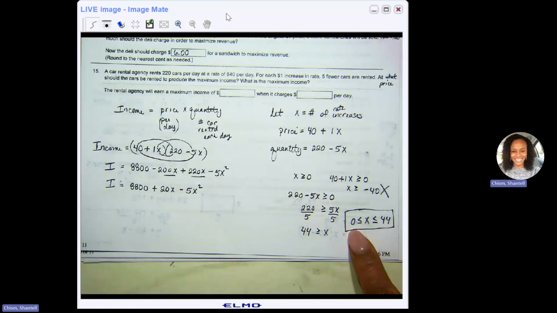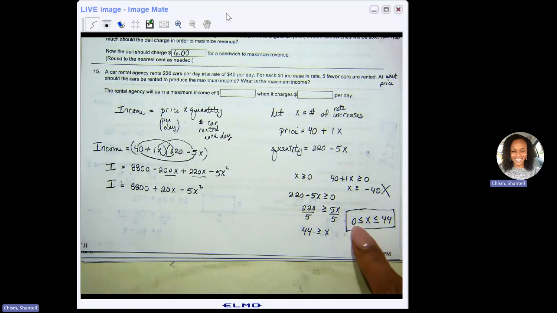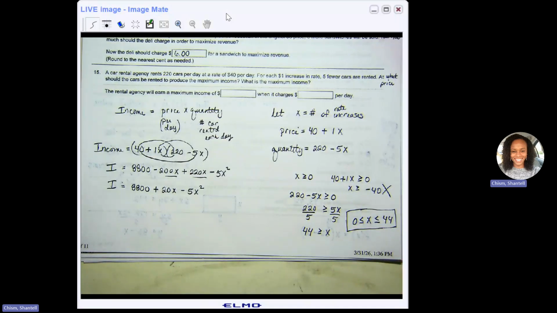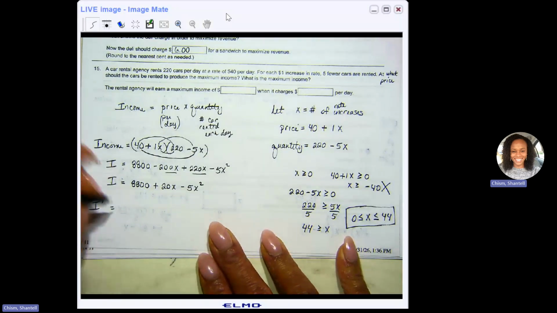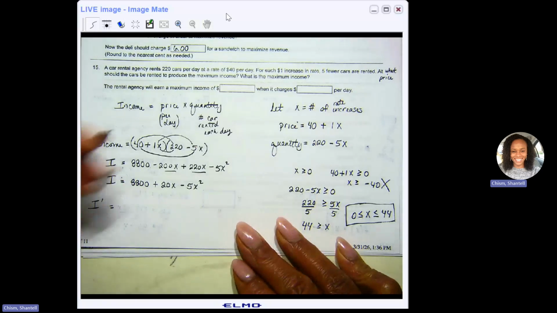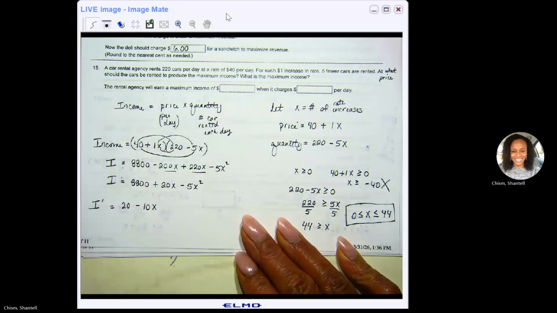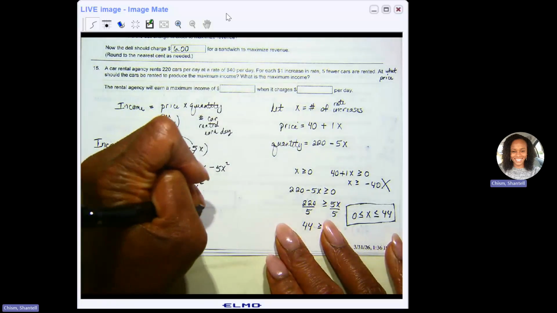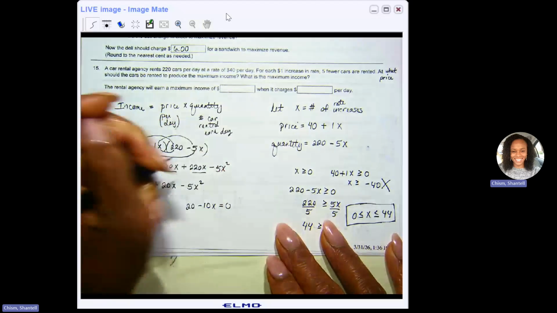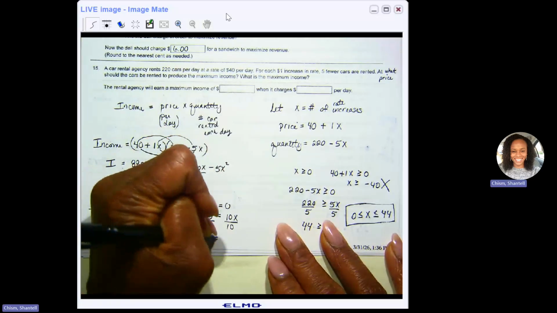All right, so here are our endpoints. We will evaluate our income function at these endpoints to see what our maximum income will be and at which value of x. In addition to the endpoints, it could also be where we have a horizontal tangent. So that's where I have to find I prime, where I take the derivative of the income function. When I take the derivative, 8,800 drops off. The derivative of 20x becomes 20. And then the derivative of negative 5x squared comes down as a minus 10x. I'll solve this for x. So I've got 20 minus 10x equals 0. We take 10x to the other side, divide by 10, and x is equal to 2.